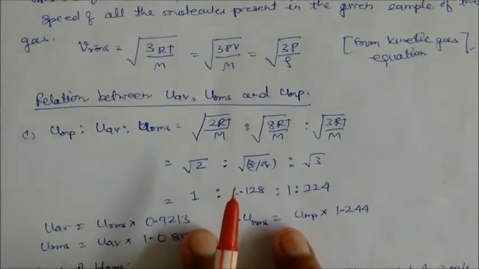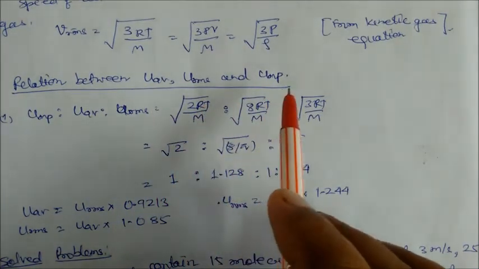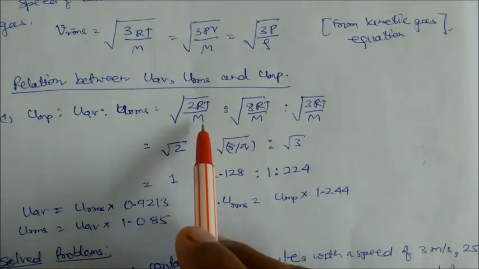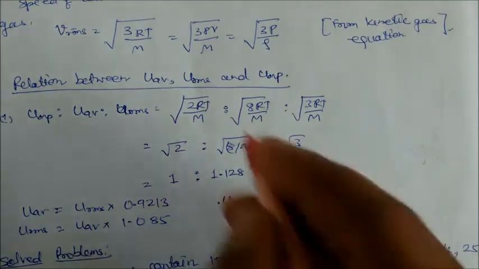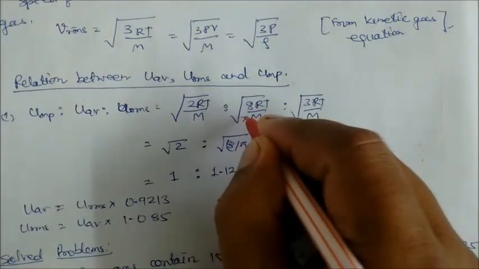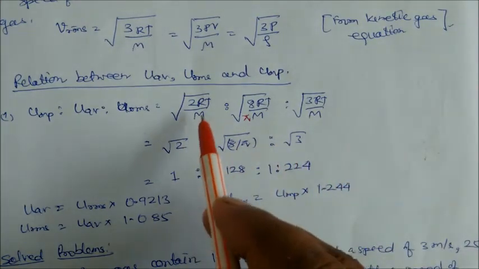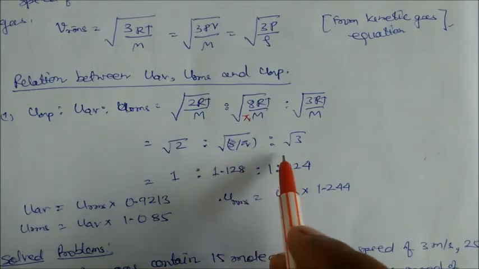Now what is the relationship between these three speeds? Three speeds means U average, U RMS and UMP. If you put the formula, UMP, the most probable speed, is root 2RT by m. U average is root 8RT by pi m, and U RMS is root 3RT by m. So just cancel root RT by m. You will get root 2, root 8 by pi, and root 3.